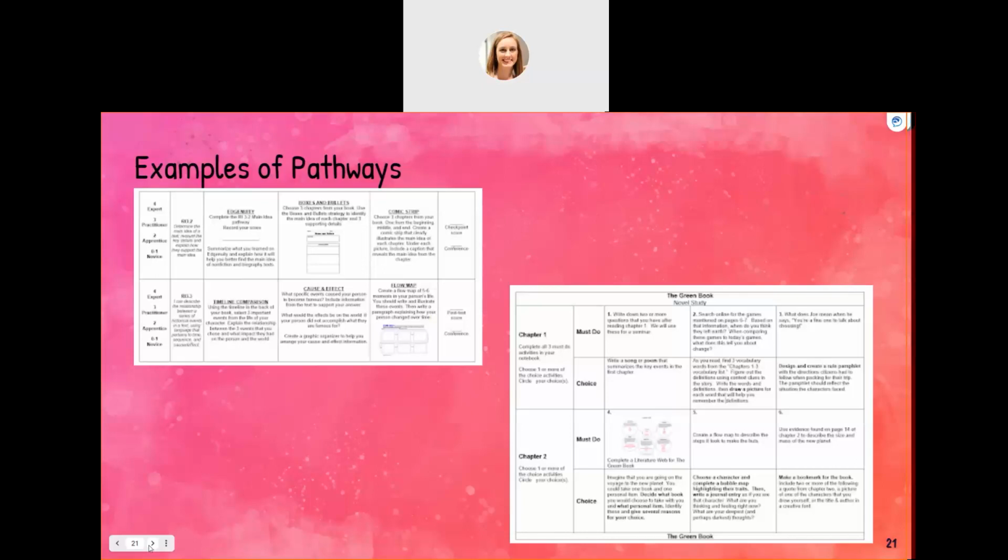But then on another skill, they may be novice, and so maybe they have to complete all 3 activities or at least 2 of the activities. So like I said, there's choice in that. Again, students are seeing what the activities are. They're making a choice on which ones to complete.